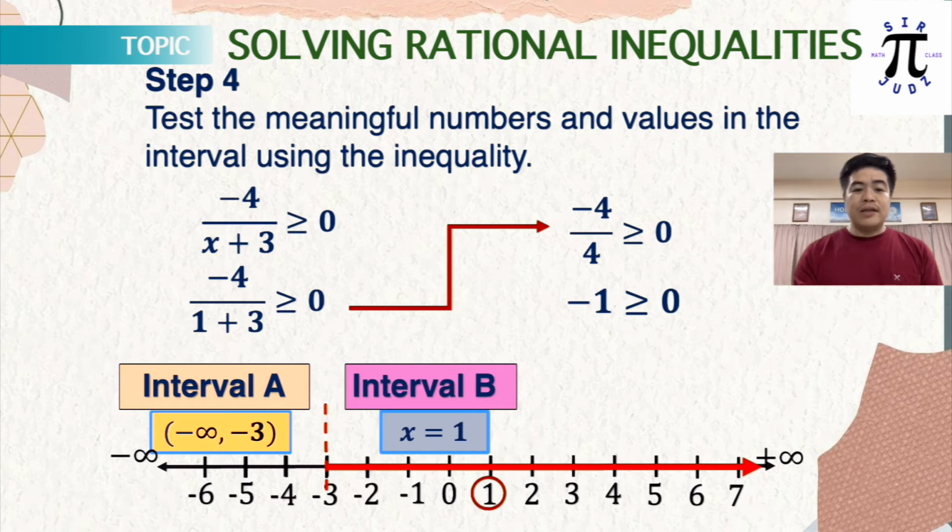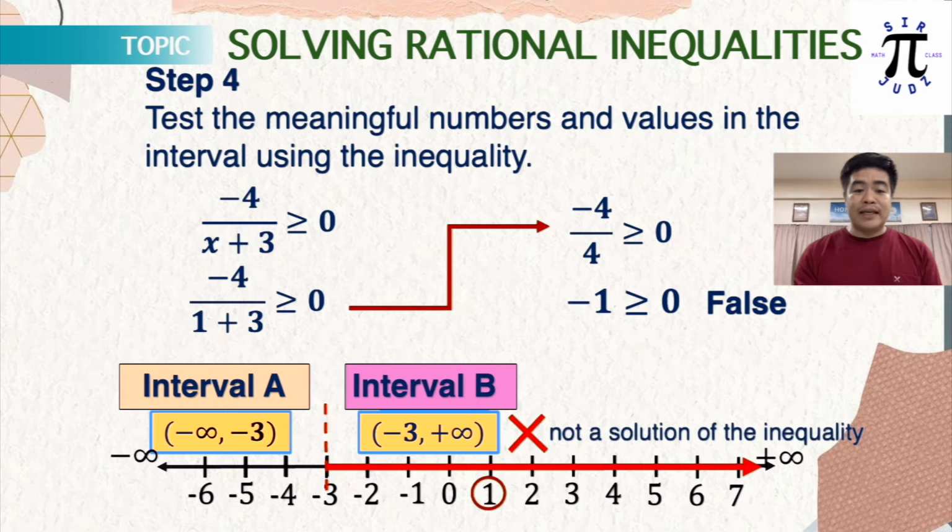Since negative 1 is not greater than or equal to 0, so therefore we can say that the interval B, which has the values or the numbers on the left of negative 3, is not a solution of our inequality.